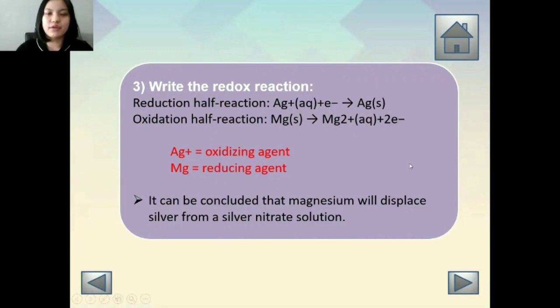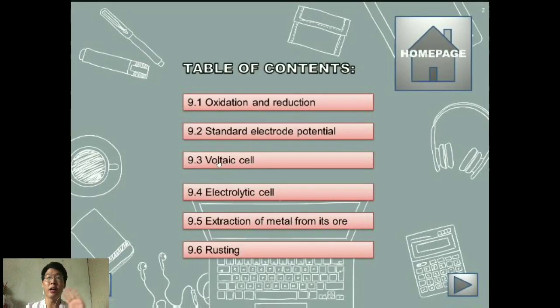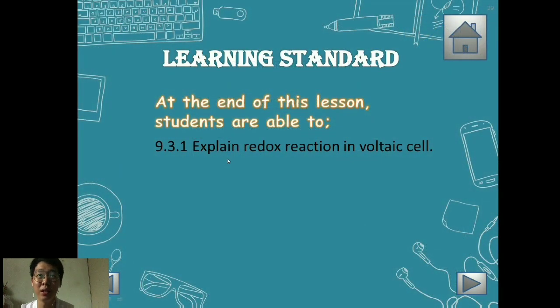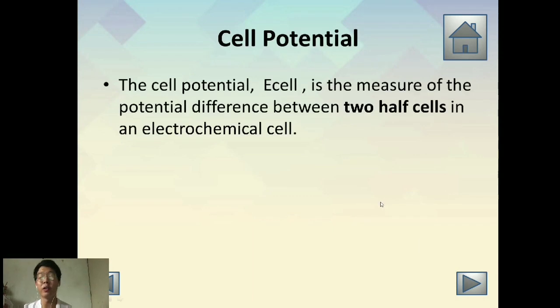Thank you very much. Hello guys, today I would like to continue the presentation of 9.3, which is the voltaic cell. In this terminal card, students are able to explain the redox reaction in a voltaic cell. For the next slide, we first discuss what the cell potential is. First, we learned about the standard electrode potential.